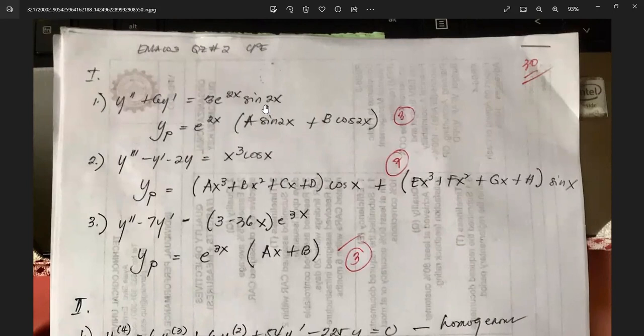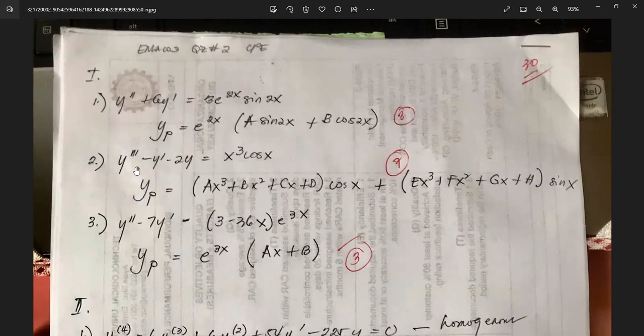Now, most of those who did not really get the full points here is that they place the undetermined coefficient on the e raised to 2x. No, you don't write a e raised to 2x, then sine 2x plus b cosine 2x. You don't do it that way. You place the undetermined coefficient on the sine and cosine function, and no coefficient or undetermined coefficient is written before the exponential function. So this is how it should be written. As easy as that, and you get the full points here.